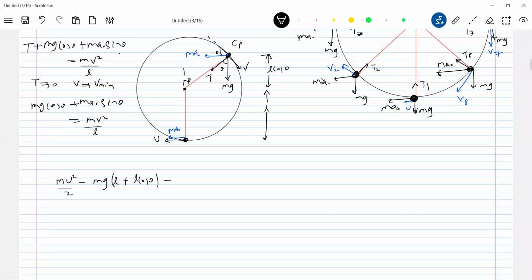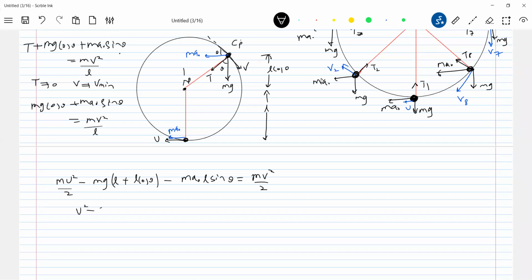Minus work done by the pseudo force when it moves from the lowest point to the critical point. How is the pseudo force acting? The pseudo force will act towards the left. So what is the net displacement? It will be L sin theta. So the work done by the pseudo force will be a naught L sin theta. This should be equal to mv square by 2.